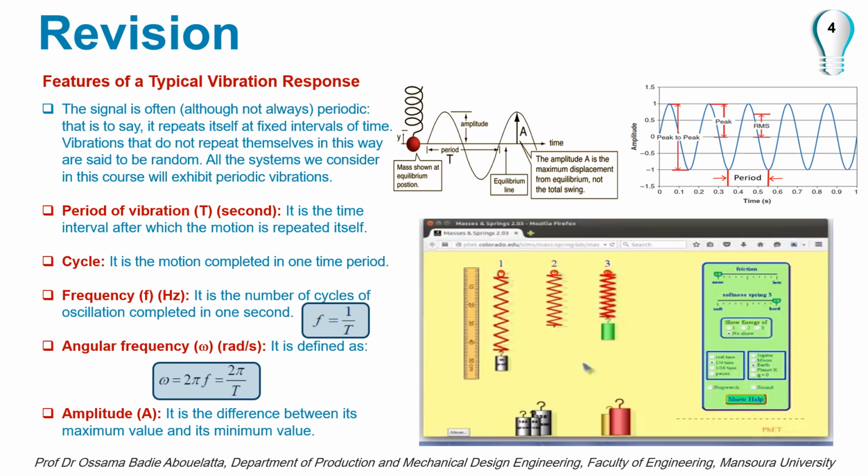Flipping back over to my simulation real quick, notice that these don't have the same period. The amount of time it takes mass number 1 to go up and down is a much longer, larger time than the shorter amount of time it takes spring number 3 and mass number 3 to go up and down. So this would have a short period, this would have a long period.